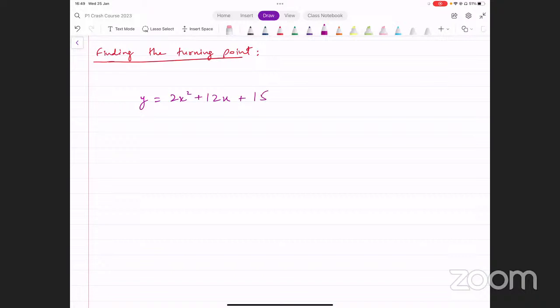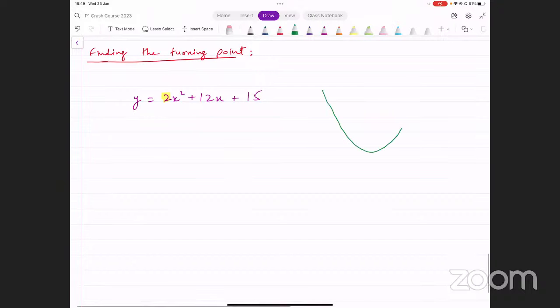All right. Now, what is the shape of this graph going to be? We look at the coefficient of x squared. That's positive, so it's going to be a U-shaped graph. This graph is going to look something like this. Now, we have a turning point of this graph. That's right here. We are looking for the coordinates of this turning point.